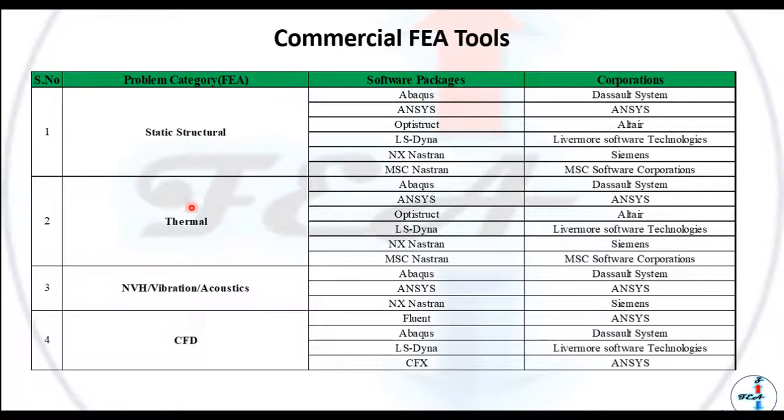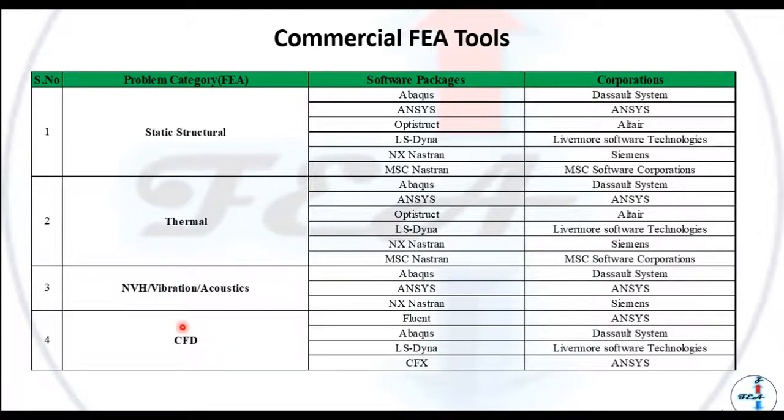The next one is thermal analysis. The same software I have listed for static structural analysis can be used for thermal problems also, as it has its own interface for thermal problems. The next one is NVH, noise, vibration and harshness, as well as acoustic analysis. Here NX Nastran, which is from Siemens, is a very efficient tool. The next one is ANSYS, and then Abaqus. These are the commonly used tools for NVH, acoustics as well as vibration analysis.